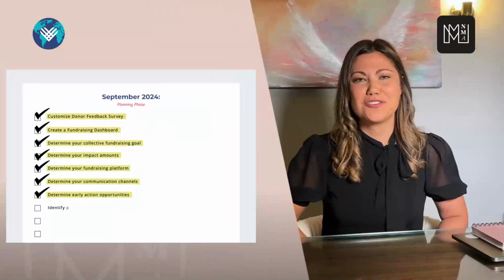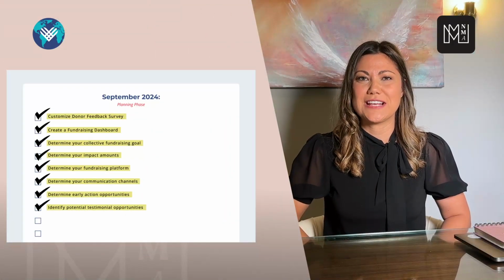The 8th item on our checklist is to identify potential testimonial opportunities. So now that you know your collective fundraising goal, what you want to do is look for testimonials that will help validate your social proof that you have been successful in past campaigns through your testimonials. This could be staff, it could be your board, it could be volunteers, it could be the clients themselves. Just make a list of anyone you think could provide that insight so that you can tell those heartfelt stories and people can really connect through a story.